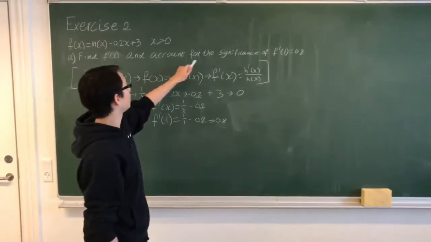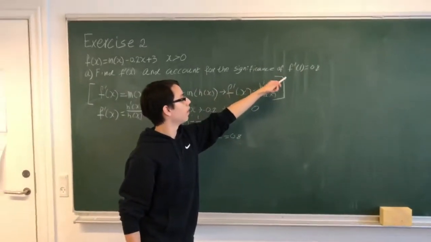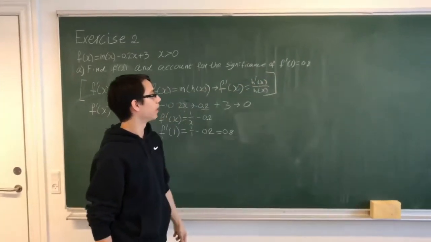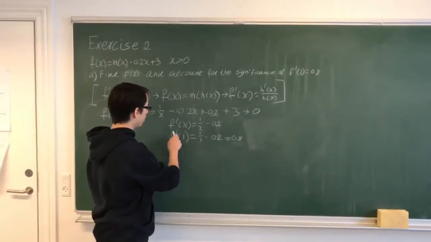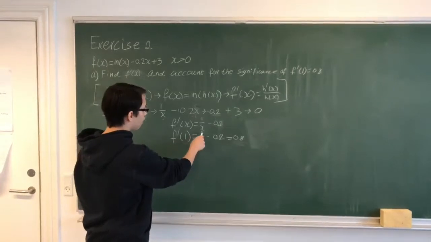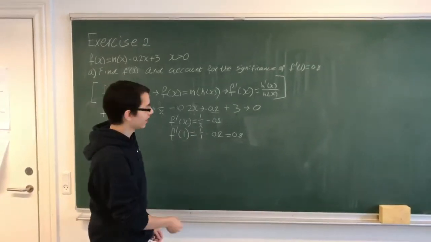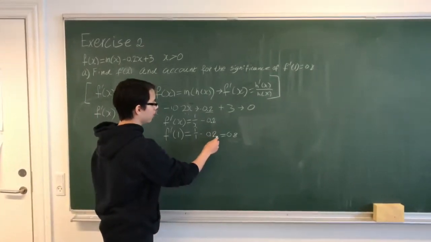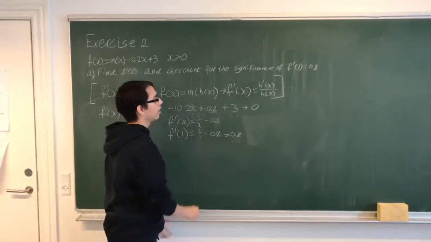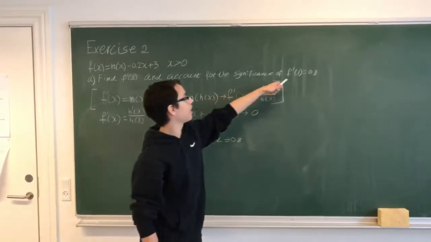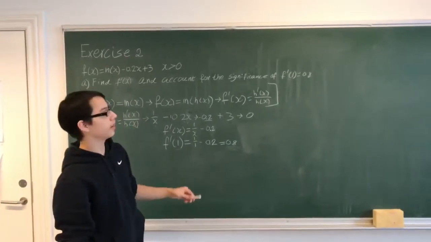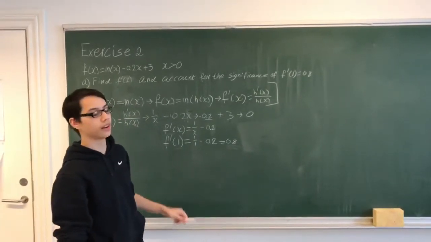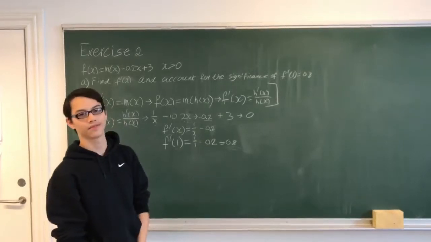And if we account for the significance of f dash of 1 equals 0.8, we put 1 into the function that we differentiated. So f dash of 1 equals 1 over 1, which is 1, minus 0.2, which is equal to 0.8. And this means that the statement is true, that f dash of 1 is equal to 0.8.